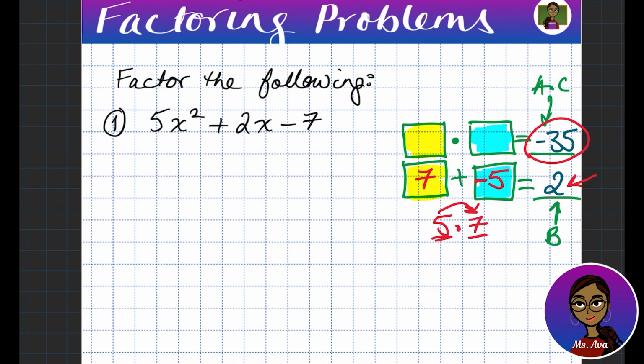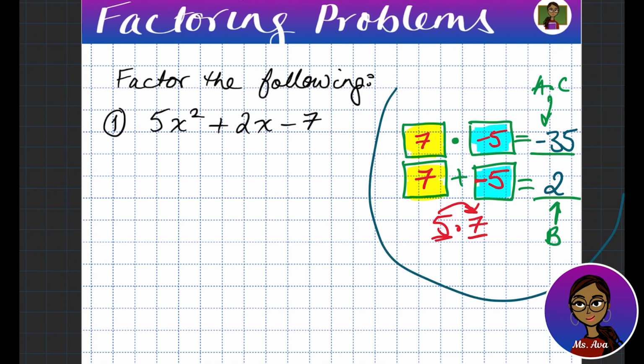Isn't that going to give us a positive 2? Yes. And then what about when we multiply 7 times negative 5? Does that work out for the negative 35? Yes. Okay, so that's what you have to do. You have to find those two numbers that are going to multiply to give you the negative 35 and add up to give you 2. This is the hard part right here.